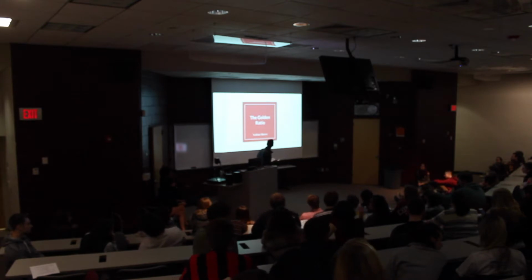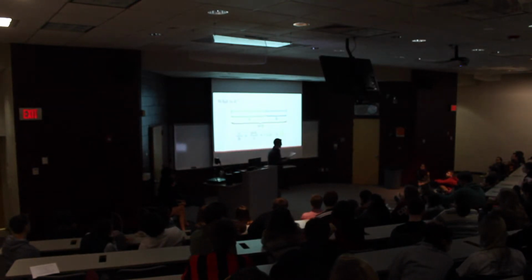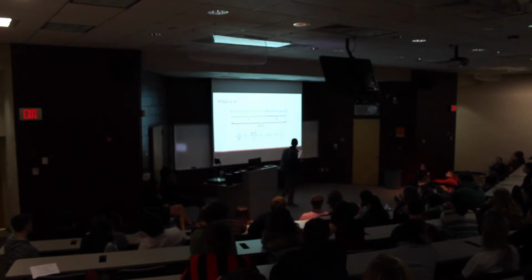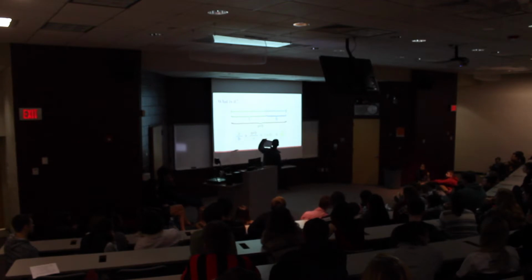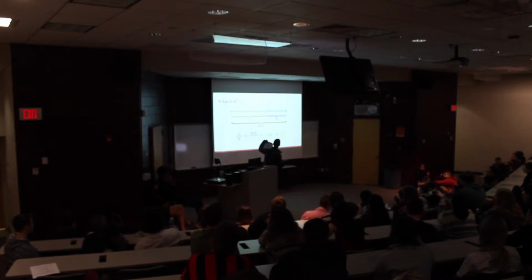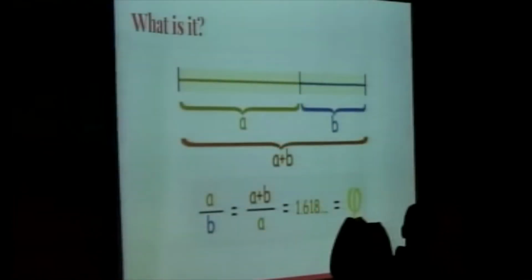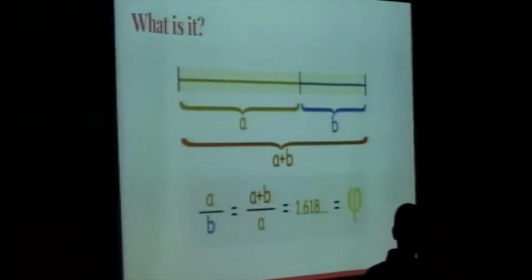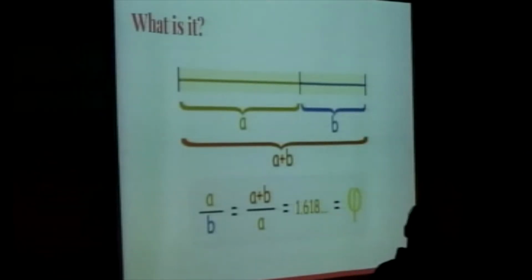So, the golden ratio is essentially when two quantities are such that the ratio of their sum to the larger of the quantities is equivalent to the ratio of the two quantities themselves. This can be approximated by the number 1.618, which is represented by the Greek letter phi.